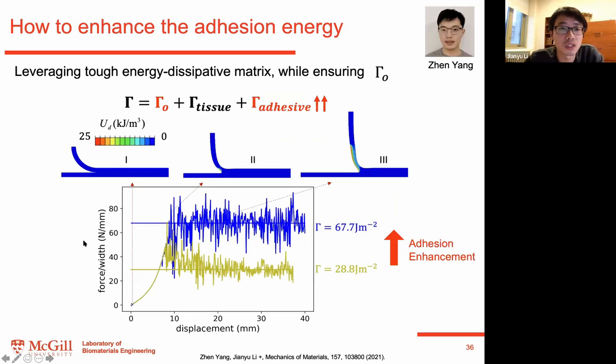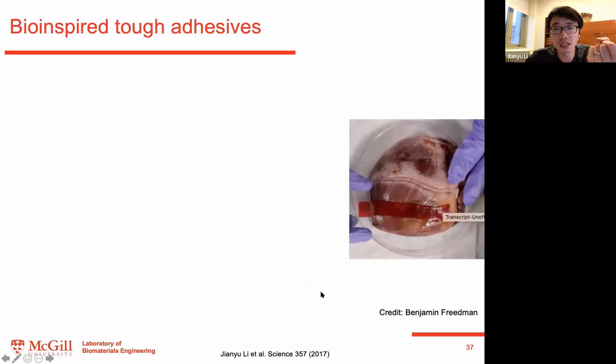So how can we achieve better performance? We don't have much space to tune gamma zero. The real space is to tune the contribution from the adhesive matrix. That is a pure numerical study. By having the matrix dissipate more energy, we can easily raise and reinforce the adhesion performance. So that is the design strategy, and that's why we call our adhesive a tough adhesive.